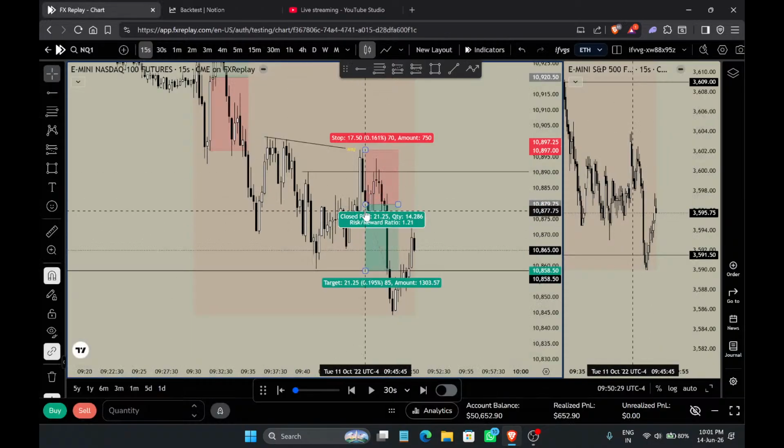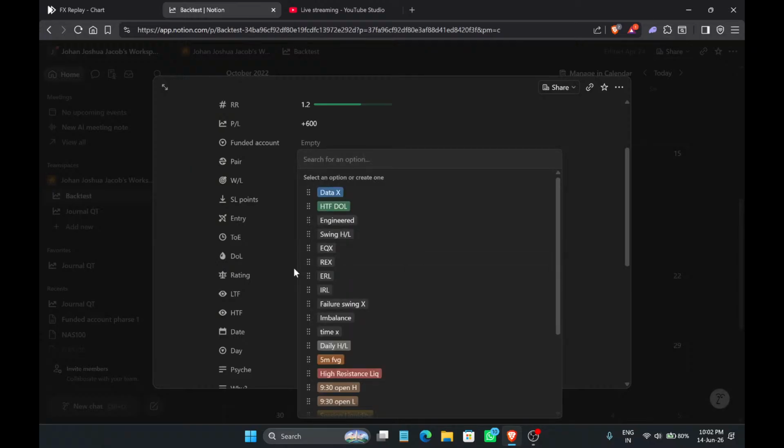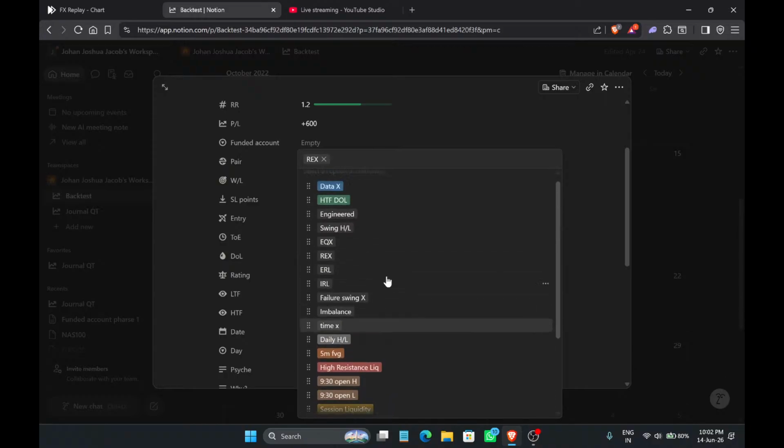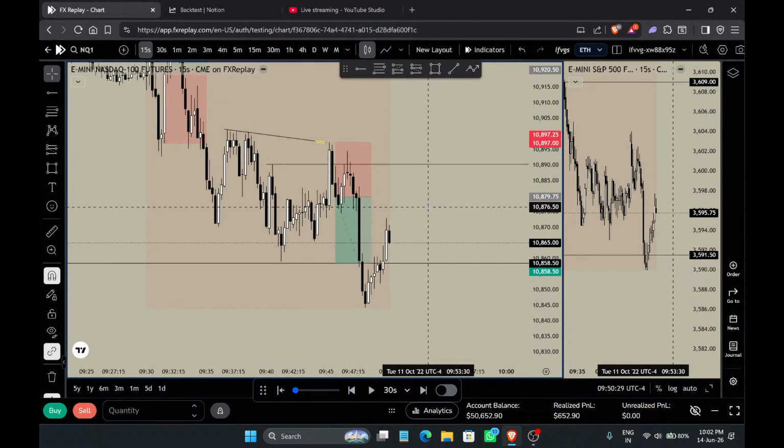Time of entry was 9:45:43, 9:45:45. DOL was there, likely equal lows. Then we have LR, engineered liquidity. Then what?